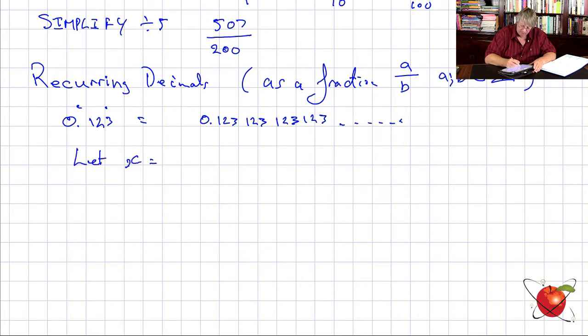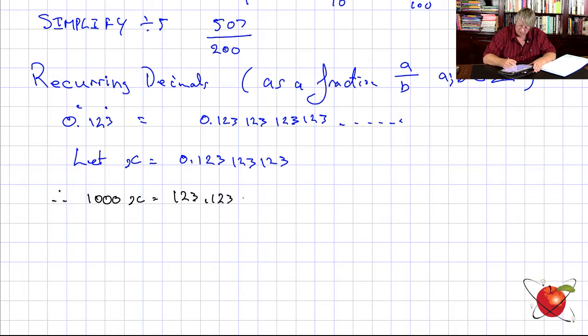Let x be equal to 0.123123123, and let's just put in the 123. Now change it until, let me use black. Make the next one, therefore 1000x is going to be equal to 123.123123123, isn't it?